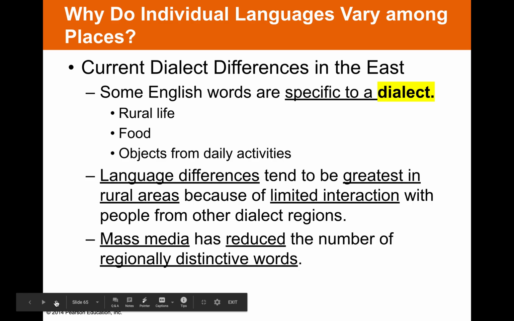Some words are specific to a dialect, but they relate to life, food, and objects of daily activities. The language differences are greatest in rural areas because of limited interaction. Urban areas have less dialect difference because of the impact of mass media.